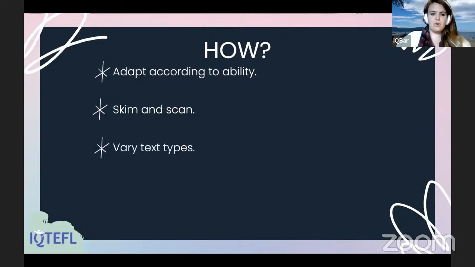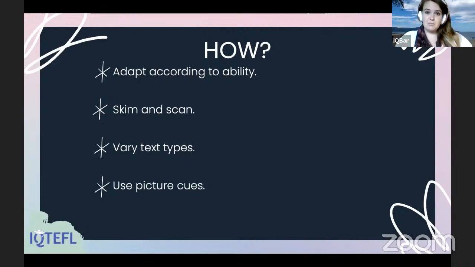Of course, when you're talking about text, you want to vary the types that you use. This both means in medium and in topic. So you'd want to use newspaper articles or something from a book or maybe even a blog, and vary the topic types to keep your students interested in what they're reading, because at the end of the day, they're not going to want to read if it's not an interesting topic.